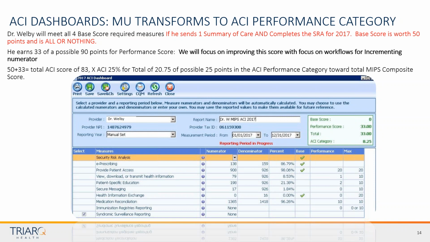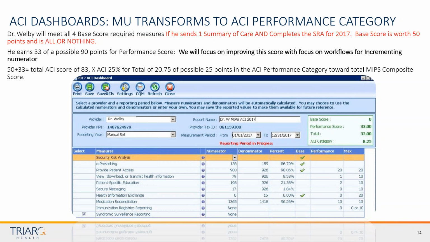So the summary, I did this as sort of a test case for Dr. Marcus Welby, and we can see that the feedback we're giving him is basically what I just said to you. If he does one summary of care and he completes the SRA, he's going to get the 50 points. He's going to add his 33 points out of a possible 90 from the performance category, and his total score will be 83 out of 100. And when you multiply that by the 25% that the ACI category is worth, he would contribute 20.75 out of a possible 25 points for the ACI category towards his MIPS composite score.